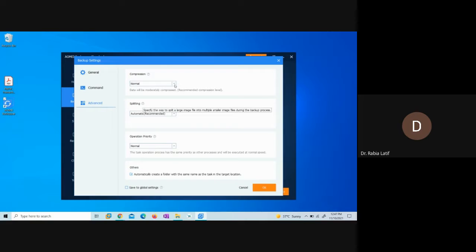Go to the advanced. Here again, we have multiple options. Compression. Let me tell you one important thing: backup is always smaller than the original file size. The reason is that we use compression in backup. If you are using no compression at all, it will increase the size of your backup. You can even go for high compression if you have limited size on your disk. We are just going for the normal compression. Then splitting, if you want to split your data into multiple files in order to make it more secure. But now we are just using automatic. Again, operation priority: high, normal, low. We are doing it at normal. So now I'm choosing okay.